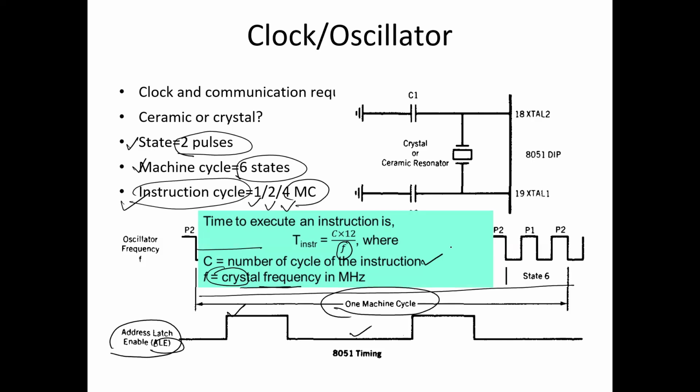So how many cycles are there? How many machine cycles are there in the instruction? It will be multiplied by 12 by F. This is the formula.